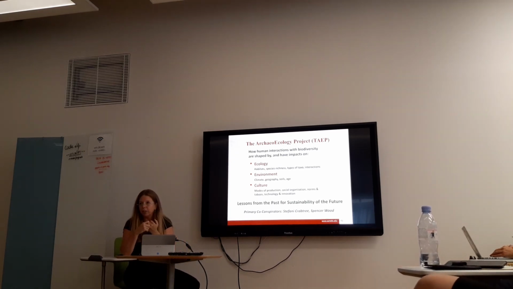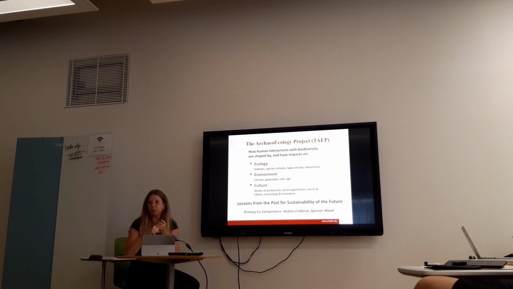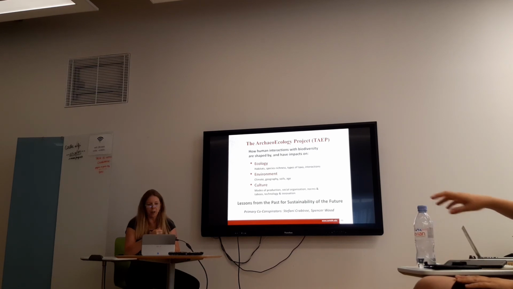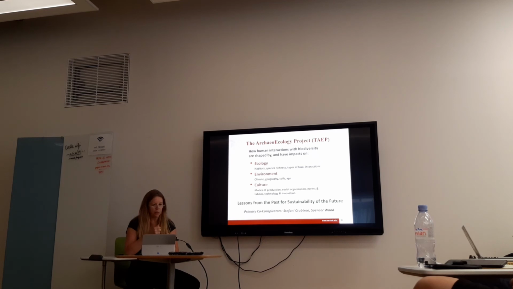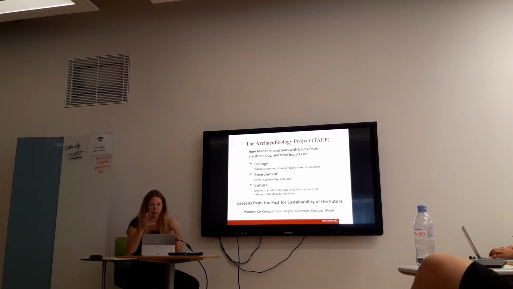So as these humans spread out into the world and they confronted different kinds of ecologies, and those different ecologies provide different kinds of opportunities and constraints, different species, different habitats, etc. They also confronted different kinds of environments, climates, geographies, soils. Those also produce different kinds of opportunities and constraints. And then, of course, humans bring with them culture, and culture is dynamic and changes through time. They have different modes of production: hunter-gatherer, animal husbandry, agriculture. They have different social organizations, different norms and taboos, and different types of technologies and innovation rates.